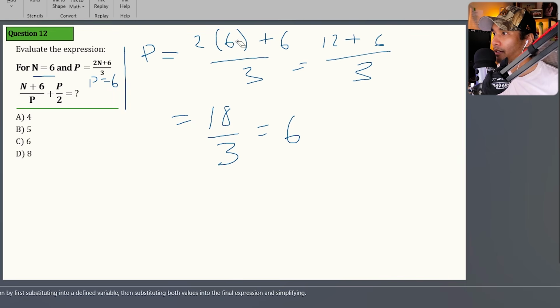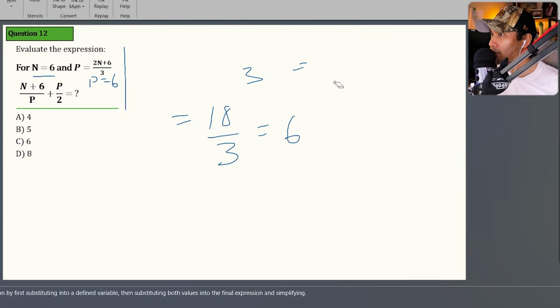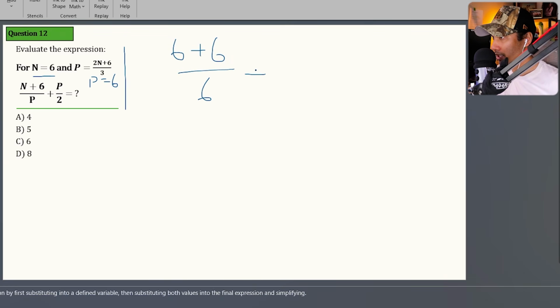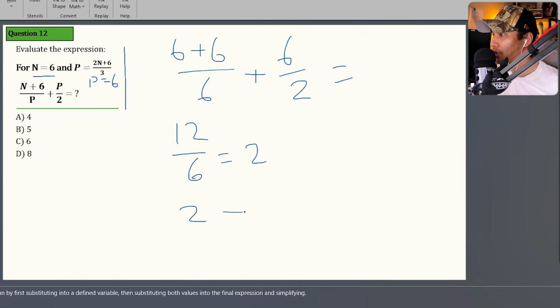And I'm just going to write that down over there. And now I'm going to substitute the n and the p in this expression here. And they both equal 6. So n plus 6 over p. So it's 6 plus 6 over 6. Excuse me. P is 6 again. 2 equaling. And we just go ahead and do some algebra. 6 plus 6 is 12 over 6, which equals 2, and then 2 plus, and then 6 over 2 is just 3, plus 3 equaling 5. And that is answer choice B.